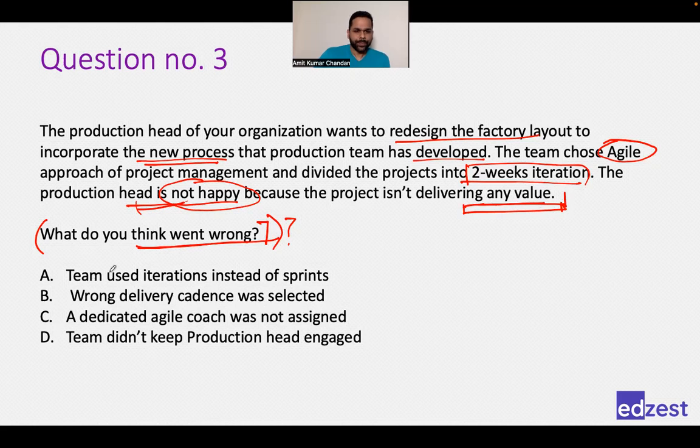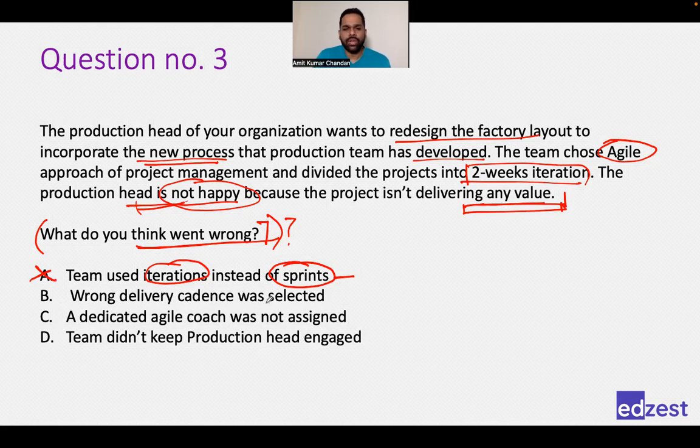Okay, so let's see. Team used iterations instead of sprints. Iterations and sprints are just the same thing. Just like we discussed, traditional, predictive, plan-driven, right? Same thing, iteration and sprint, same thing. Iteration is a general agile term. Sprint is a term used in the Scrum framework. That's the only difference. Otherwise, meaning-wise, nothing is different. For PMP, definitely no difference. Okay, so team used iterations instead of sprints does not make sense.